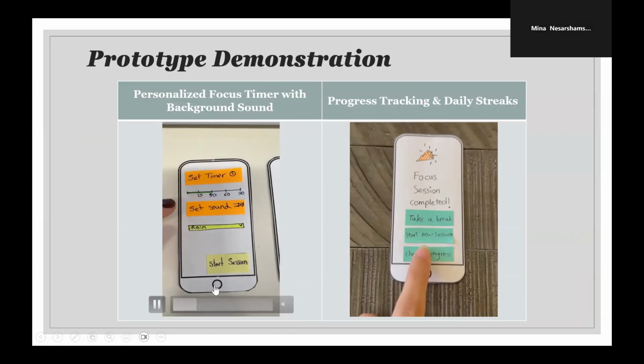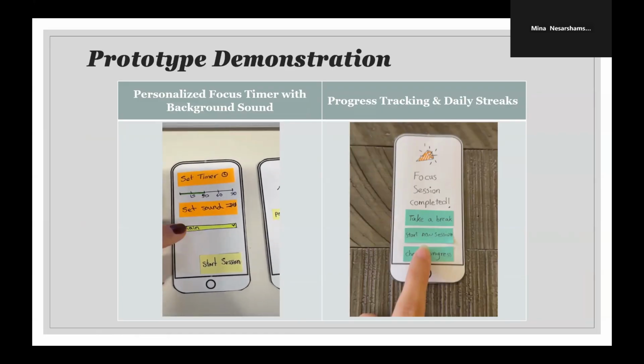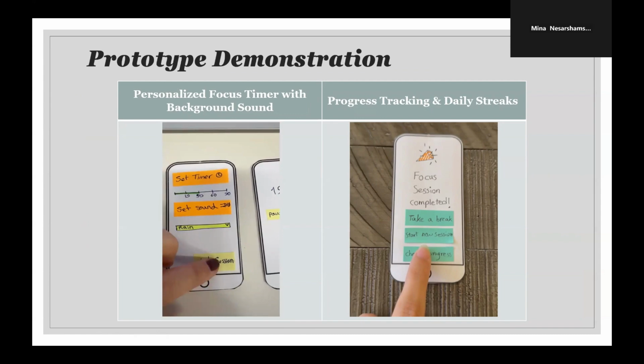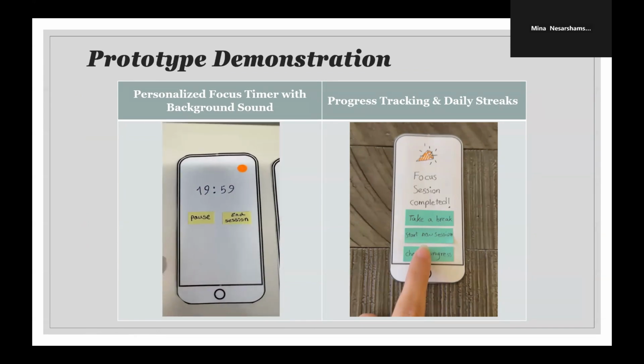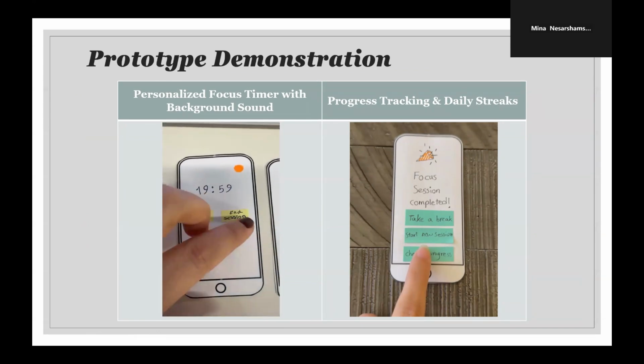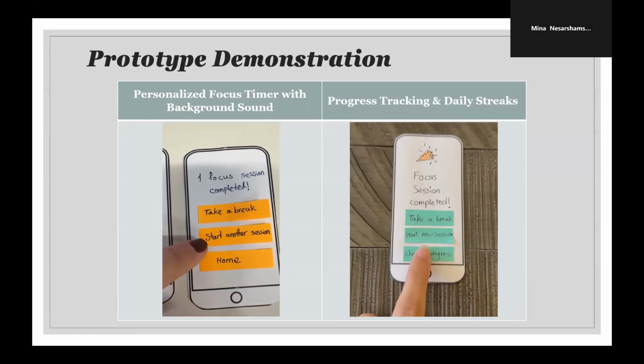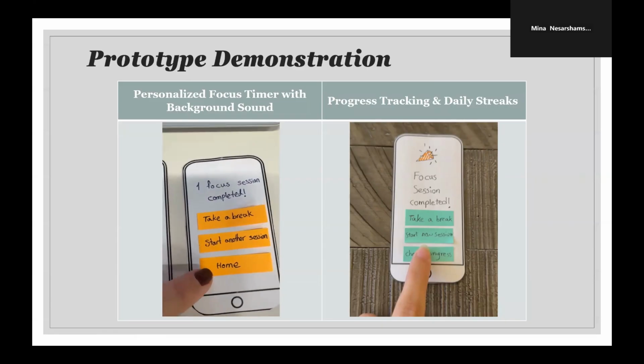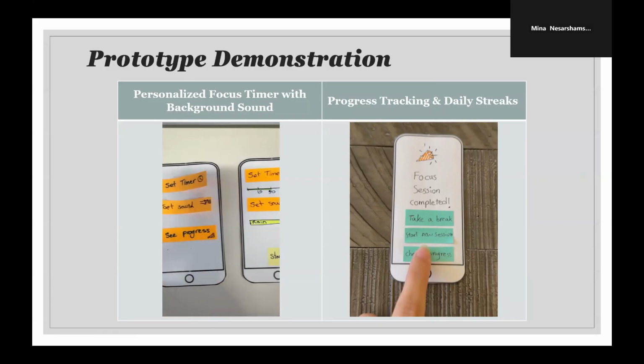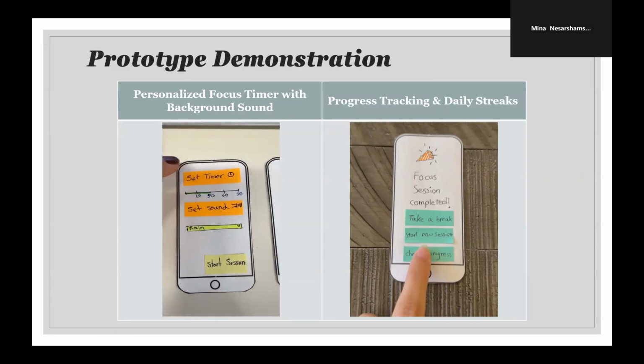In this slide, I will show how the sticker buttons work and how the user navigates between screens. For the personalized focus timer, the user can set a custom study duration in the set timer page. The timer starts from that point, and as we mentioned before, users can also choose a background sound like rain to improve focus. Then they can start the session.